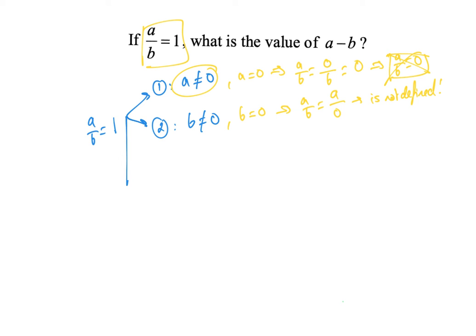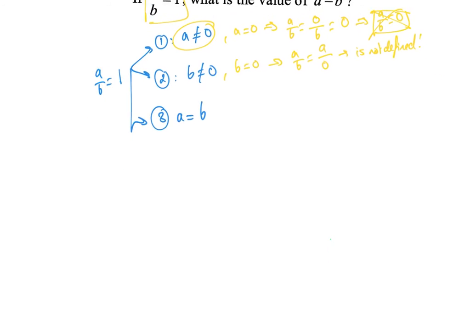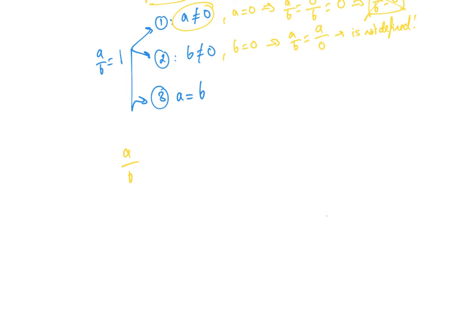And the last thing, and the most important one, is that if a over b equals 1, then a has to be equal to b. Now let's prove that. If a over b equals 1, then the left side, which is a over b, is equal to the right side, which is 1. And therefore we can multiply both sides by b, which is a number that is different than 0. Why? Because we saw it here.